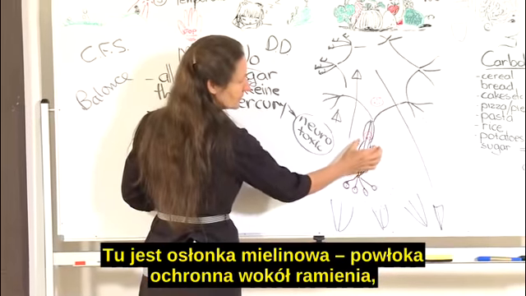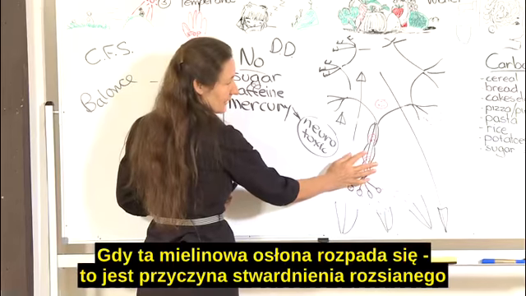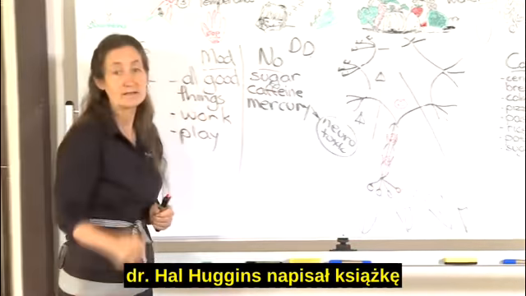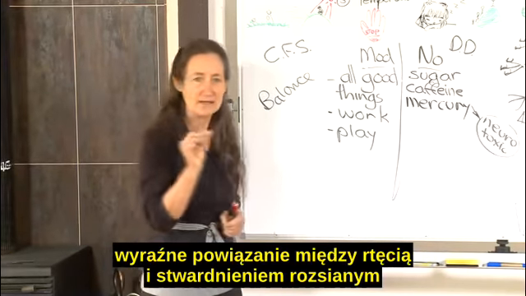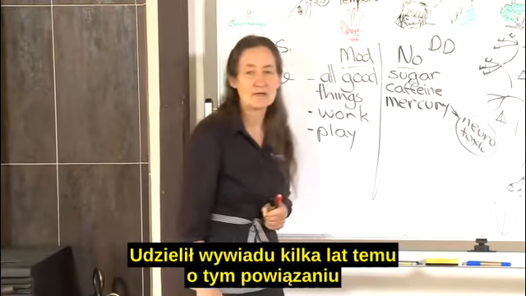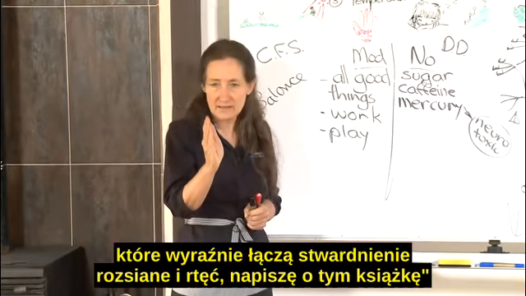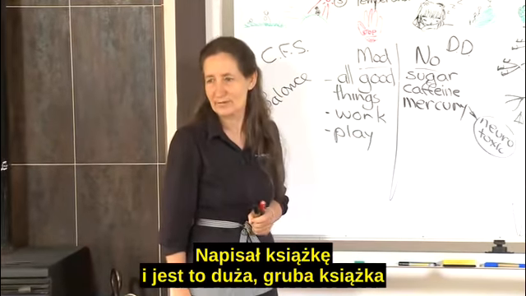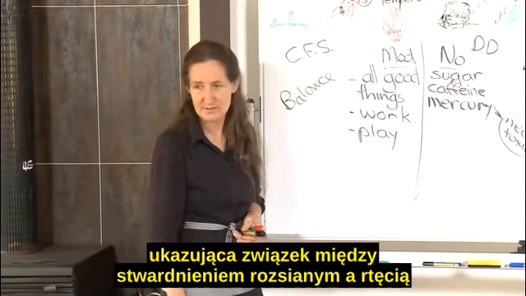This is the myelin sheath. It's a protective sheath around the arm that takes the messages out. When that myelin sheath deteriorates, there's your multiple sclerosis. Dr. Hal Huggins has written a book called Solving the MS Mystery, and he shows the clear link between mercury and multiple sclerosis. He was interviewed a few years ago on the link, and he said, if I see 1,000 cases that clearly link multiple sclerosis and mercury, I'll write a book. Well, he's written the book, and it's a big, thick book showing the link between multiple sclerosis and mercury.